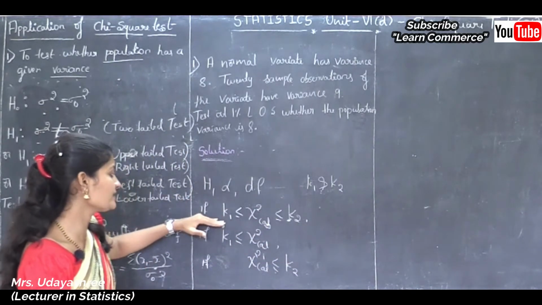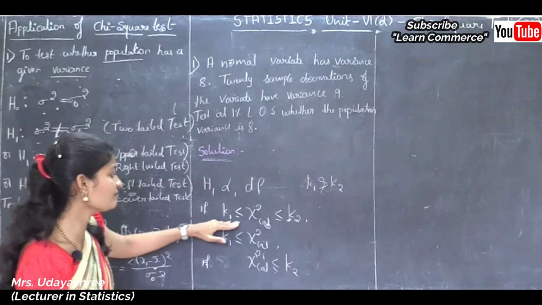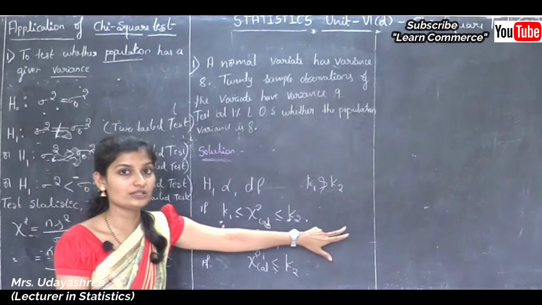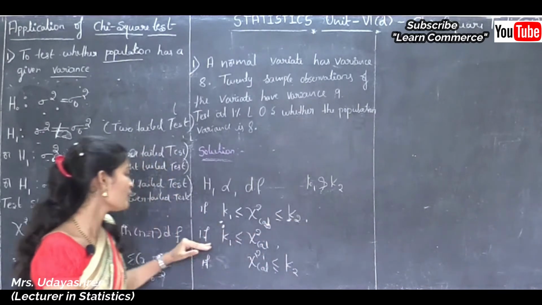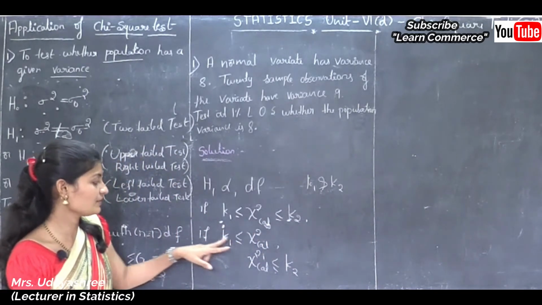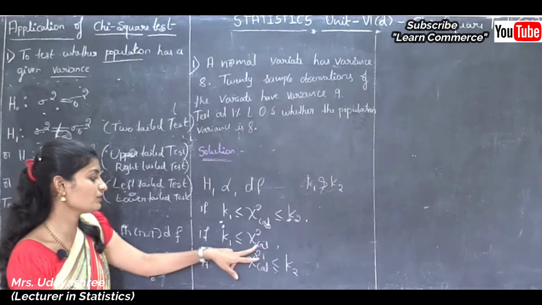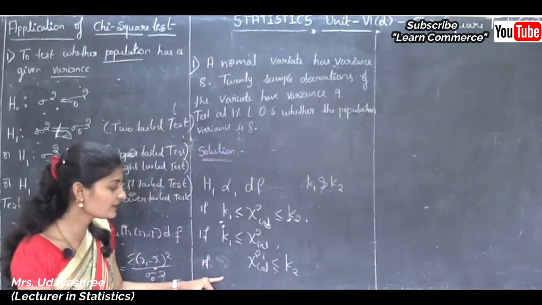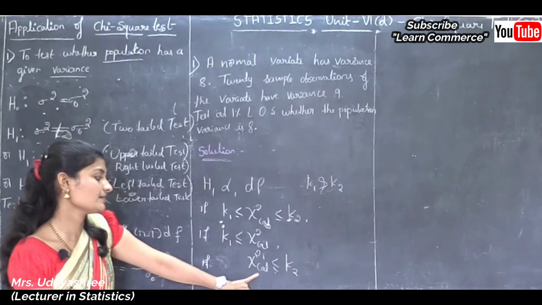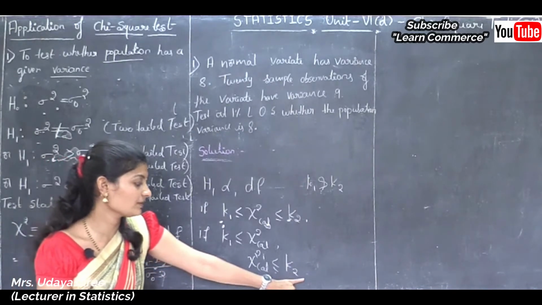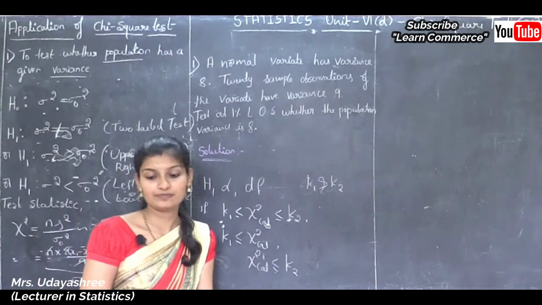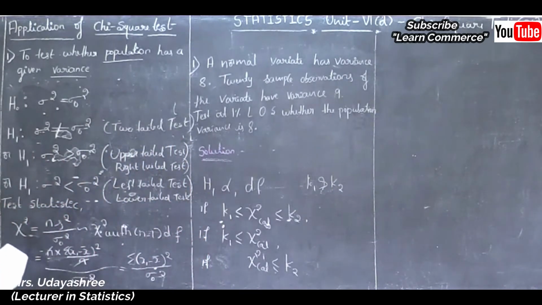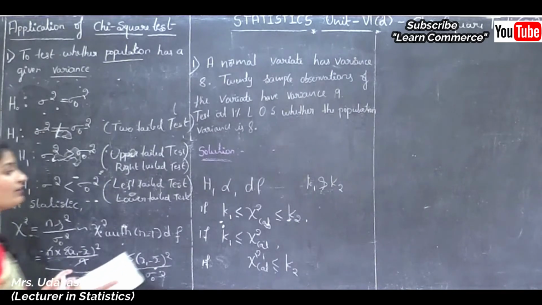See here, for a two-tailed test, if k1 is less than or equal to chi square calculated value less than or equal to k2, then h naught is accepted, otherwise h naught is rejected. For the upper tail test, the condition is if k1 is less than or equal to the calculated value, then h naught is accepted, otherwise h naught is rejected. And for the lower test, the condition is: calculated value less than or equal to critical value, then h naught is accepted, otherwise h naught is rejected. Okay, this is the test procedure to test whether the population has a given variance. Now let us see the problem.